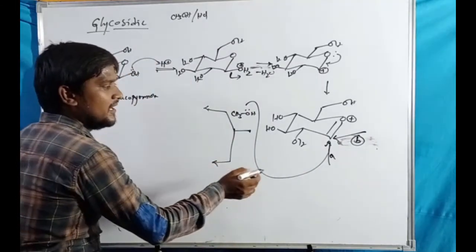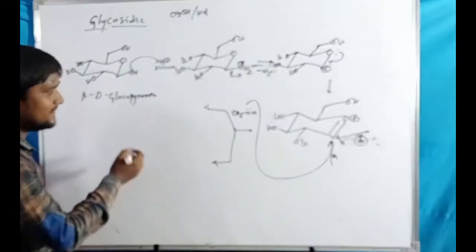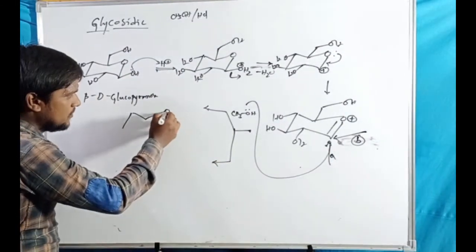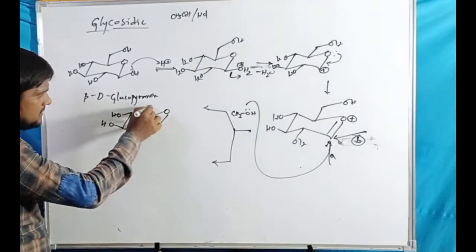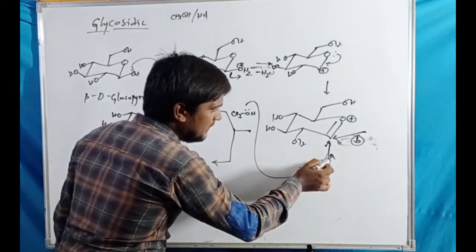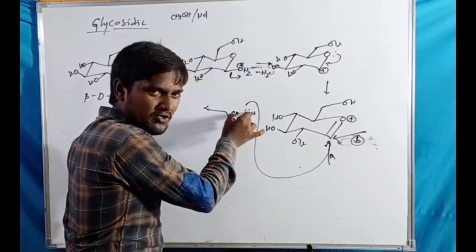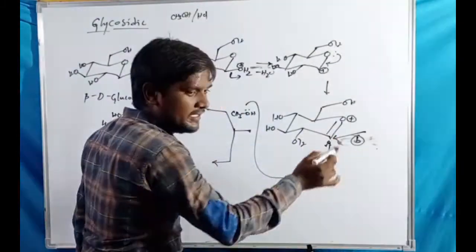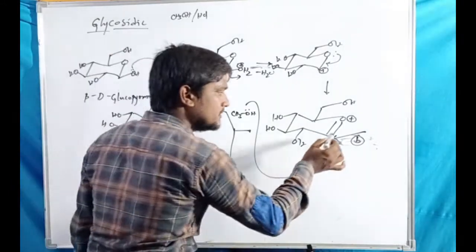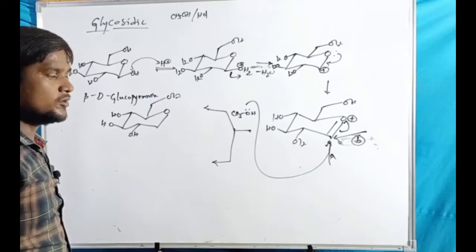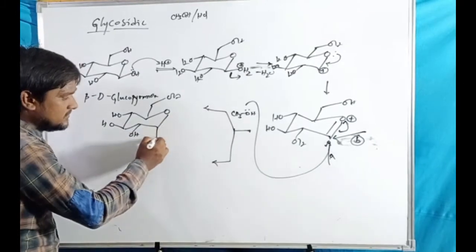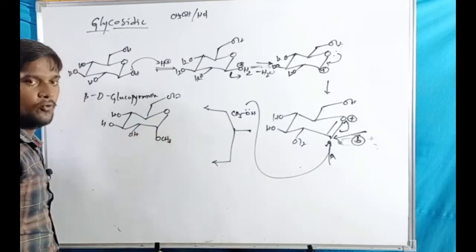Now if methanol attacks through the axial direction, then it forms the O, here OH. The remaining things are the same, OH. If the oxygen nucleophile attacks over there, then the carbon center is more electron deficient. That's why the bonded two electrons will shift towards the oxygen atom, and then it creates the neutral oxygen. Now here it is O methanol.